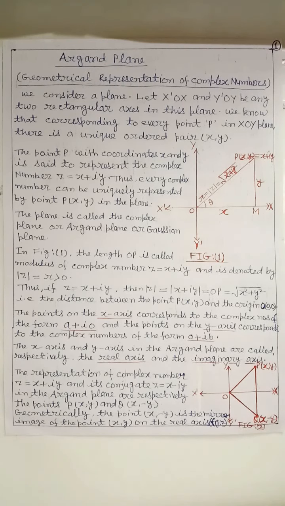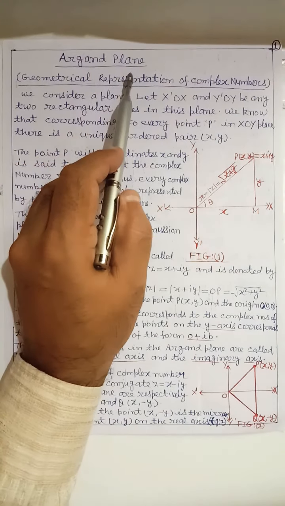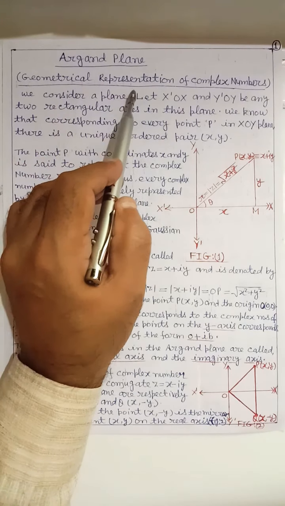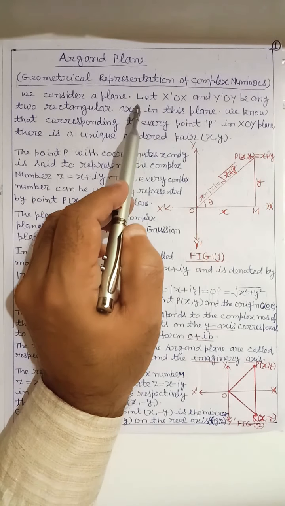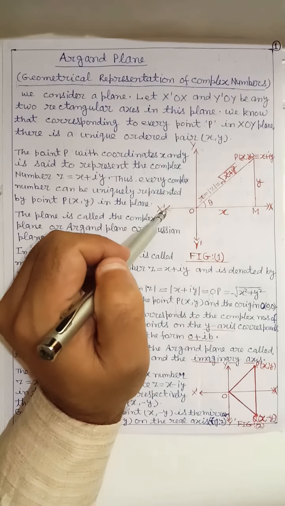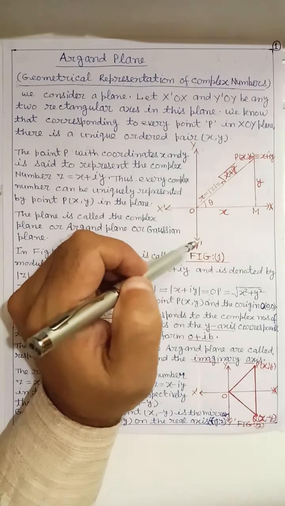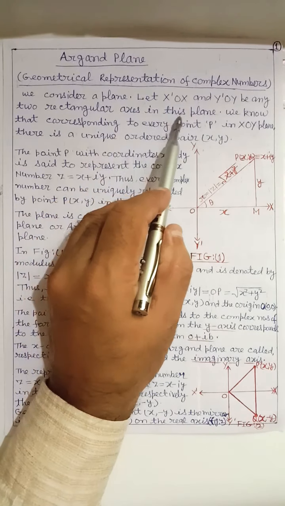Today I am going to discuss Argand plane and quadratic equations with real coefficients. First we discuss the Argand plane, that is, the geometrical representation of complex numbers. We consider X'OX and Y'OY to be any two rectangular axes in this plane.